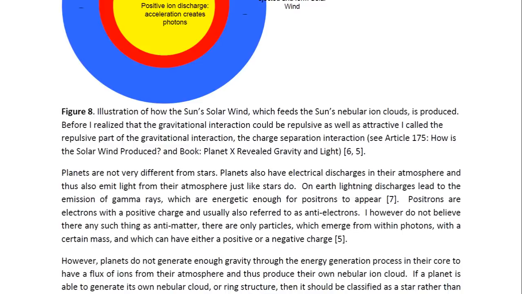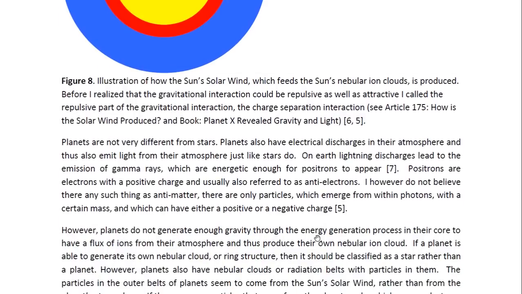Now, planets are not very different from stars. Planets also have electrical discharges in their atmosphere and thus also emit light from their atmosphere, just like stars do. On Earth, lightning discharges lead to the emission of gamma rays, which are energetic enough for positrons to appear. Positrons are electrons with a positive charge and are usually also referred to as anti-electrons. I, however, do not believe there is any such thing as antimatter. They are only particles which emerge from within photons with a certain mass and which can have either a positive or negative charge.